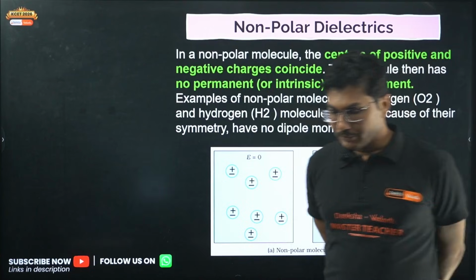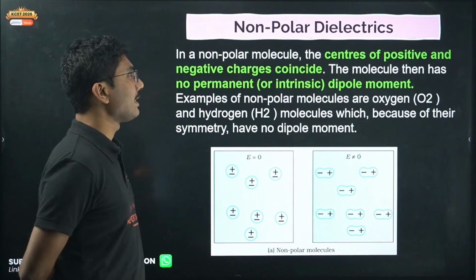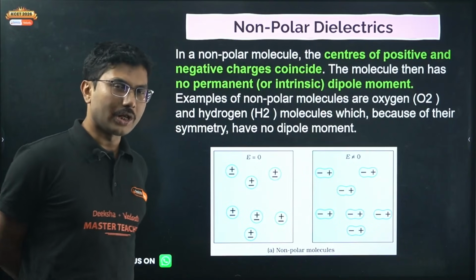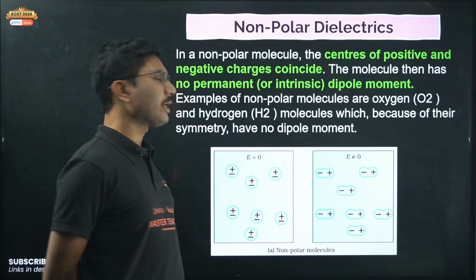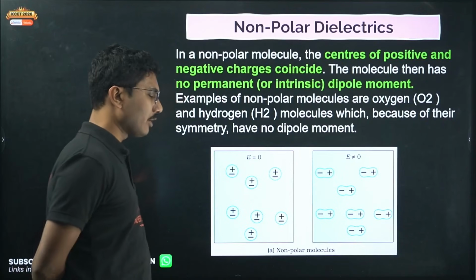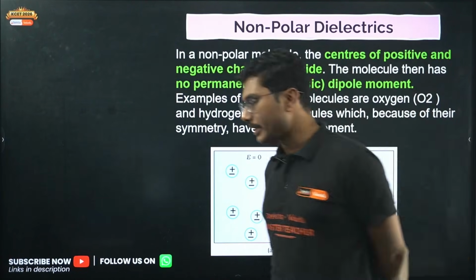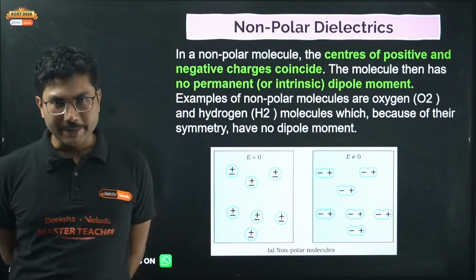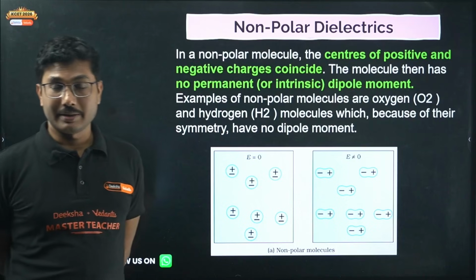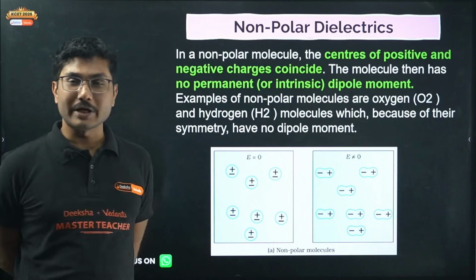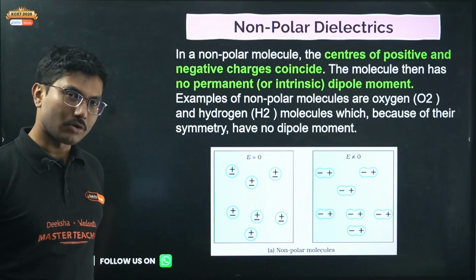How much it will oppose the external electric field depends on the property of the dielectric. So dielectrics can be classified into two types: non-polar dielectric and polar dielectric. The difference between polar and non-polar is very common in your PU exam. So you have to memorize the types and some diagrams as well. Also try to understand the concept behind why it is called non-polar and why it is called polar.